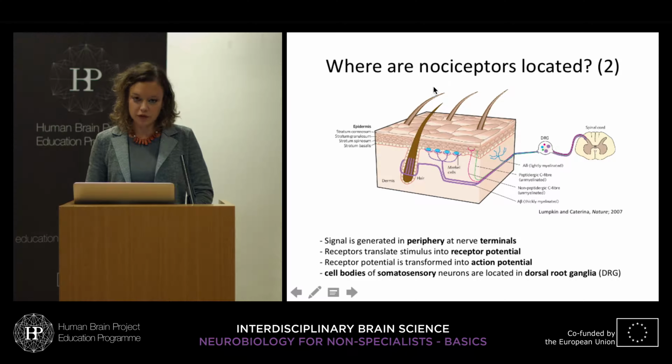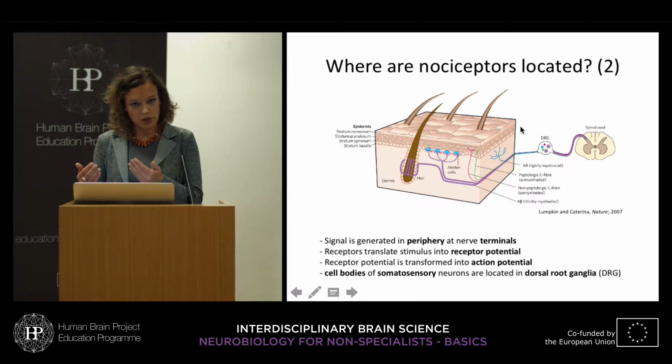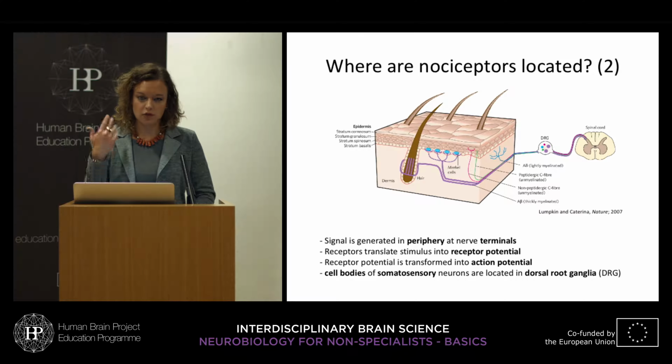So to have an overview, we can say that the nociceptors, the free nerve endings, are located in the skin. Then the bodies of the nociceptors are located in the dorsal root ganglion. And these then synapse with neurons in the dorsal horn of the spinal cord. So the signal is generated in the periphery, at the nerve terminals. Then, as I told you before, there is the receptor potential that is encoded in a series of action potentials, which travel along the axons, and then at the end, through pathways, reach the higher structures of your brain.